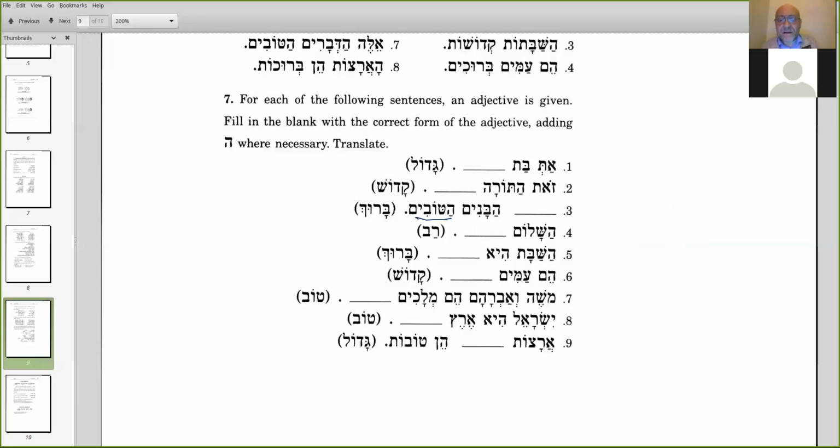So let's look at number 4 and keep moving along here as fast as we can. I'd like to finish this thing. Ha shalom and rav, meaning abundant in this case, or much, but I would say abundant might be better. So the peace, and remember that shalom is masculine. So is this going to change?